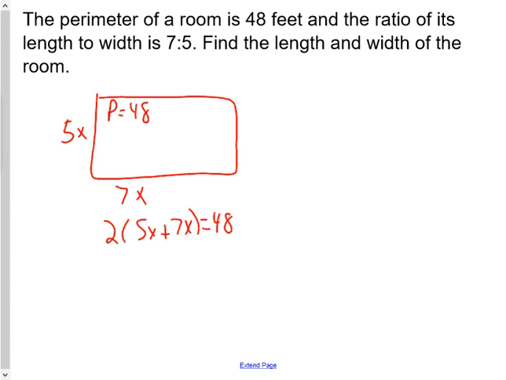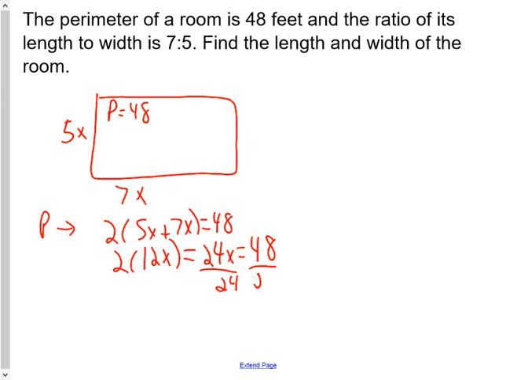Now for this one, I will show the other way to simplify this. So this is our perimeter formula. We have 2 times 5 plus 7, which is 12x, so 2 times 12x is 24x, which is 48. And 24 times what is 48? x is 2.